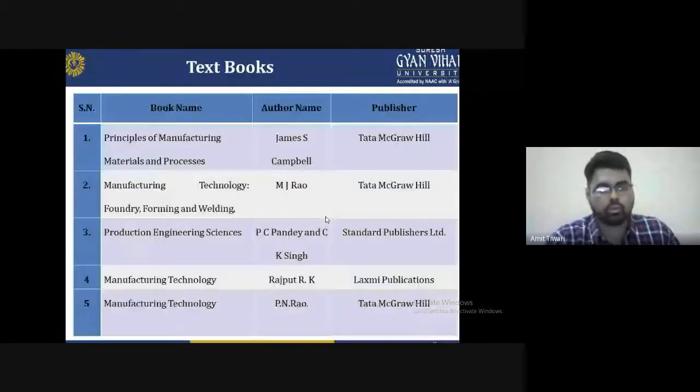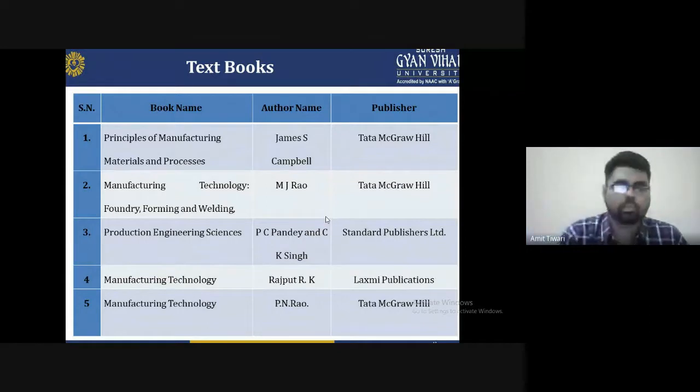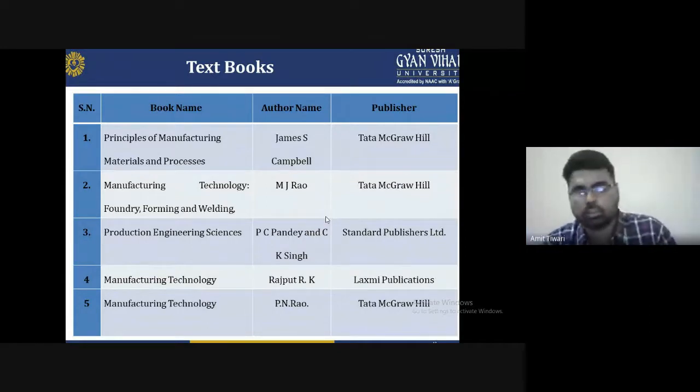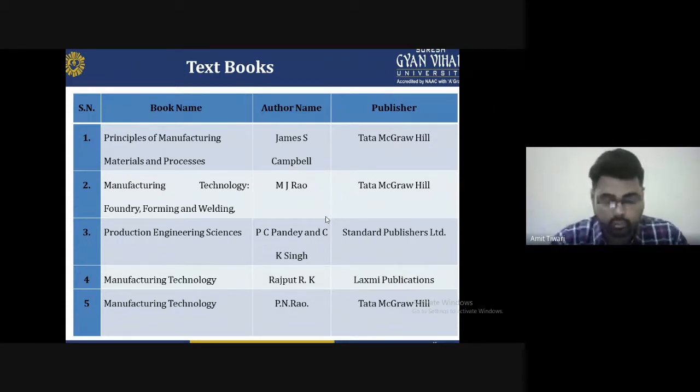So these are some recommended books: Principles of Manufacturing Materials and Processes by James Campbell, Tata McGraw-Hill publisher. Second is Manufacturing Technology: Foundry, Forming, Welding by P.N. Rao, Tata publisher. C, Production Engineering Science by P.C. Pandey, and Casting by Stanton publisher. Fourth, Manufacturing Technology by R.K. Rajput and Laxmi Publications. And fifth, Manufacturing Technology by P.N. Rao and Laxmi Publications.